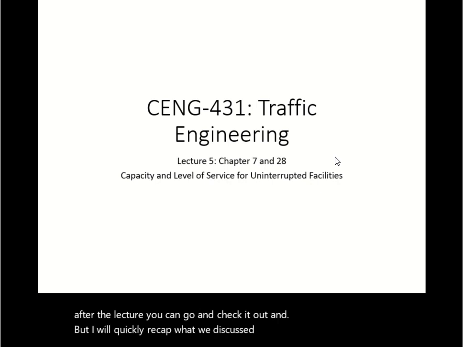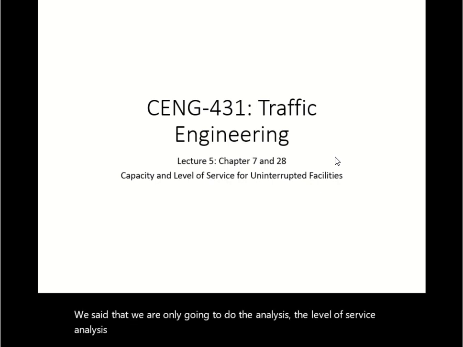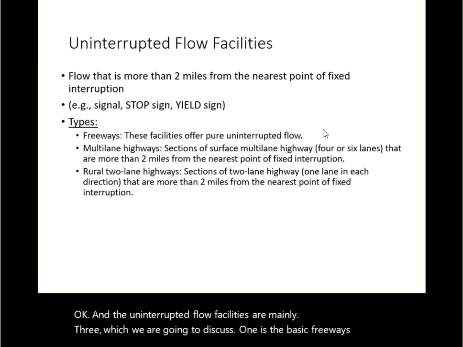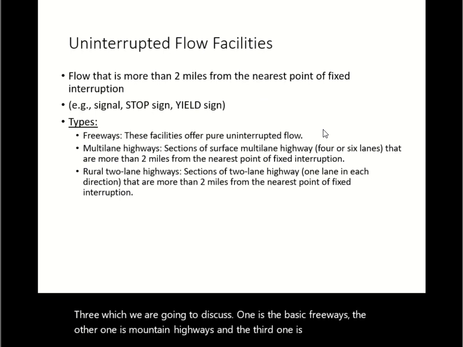First of all, we said that we are only going to do the level of service analysis for uninterrupted flow facilities. The uninterrupted flow facilities are mainly three, which we are going to discuss. One is the basic freeways, the other one is multi-lane highways, and the third one is two-lane highways.